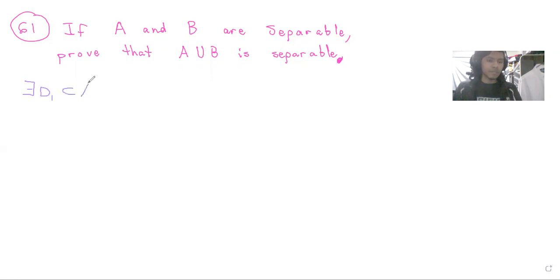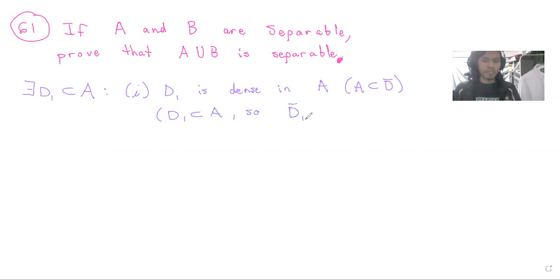D1, we'll call it D1 because we have to do the same for B. That's a subset of A such that two conditions. One, D1 is dense in A, which is that A is a subset of D1 closure. But we also have that D1 is a subset of A, so the closure of D1 would equal the closure of A. And then condition number 2, much shorter, D1 is countable.